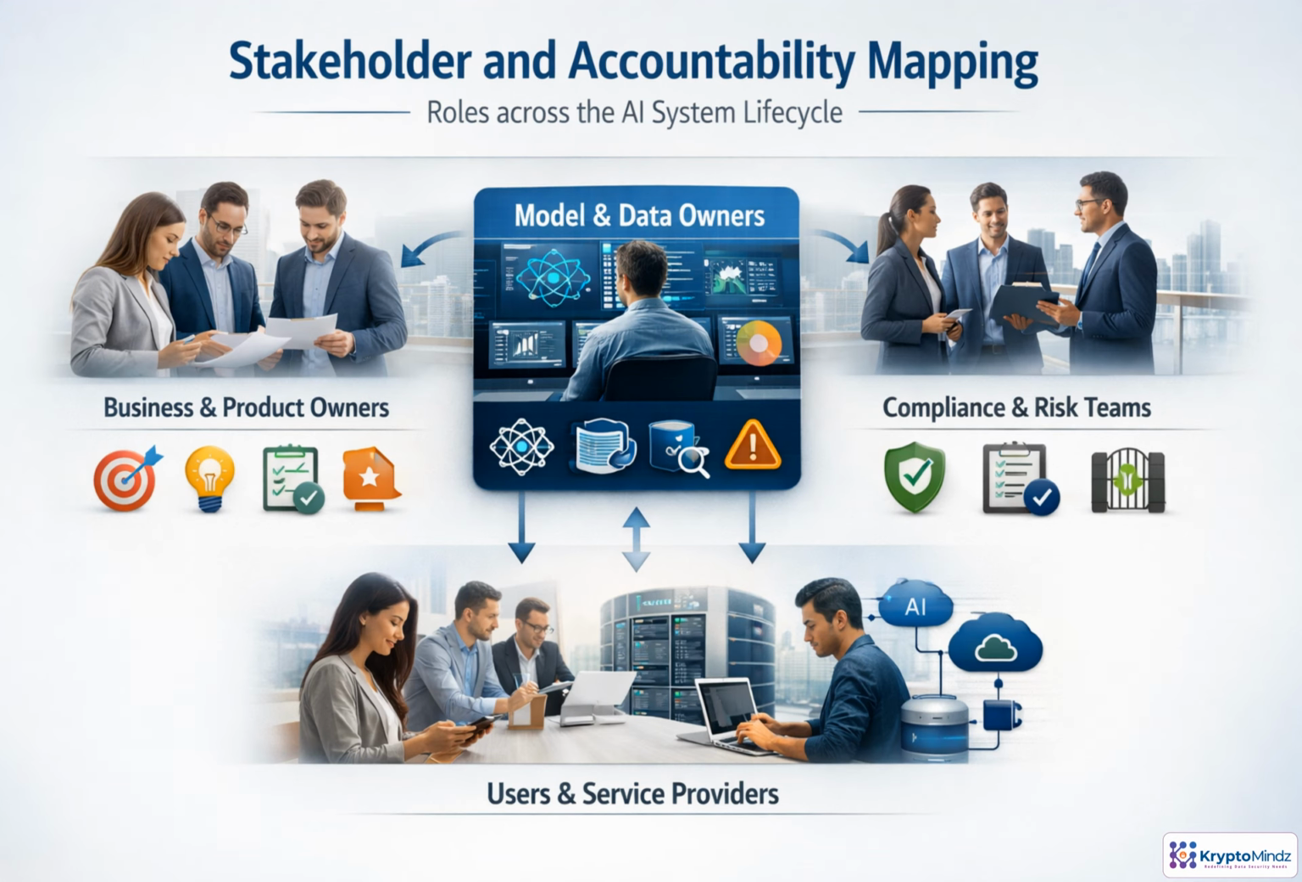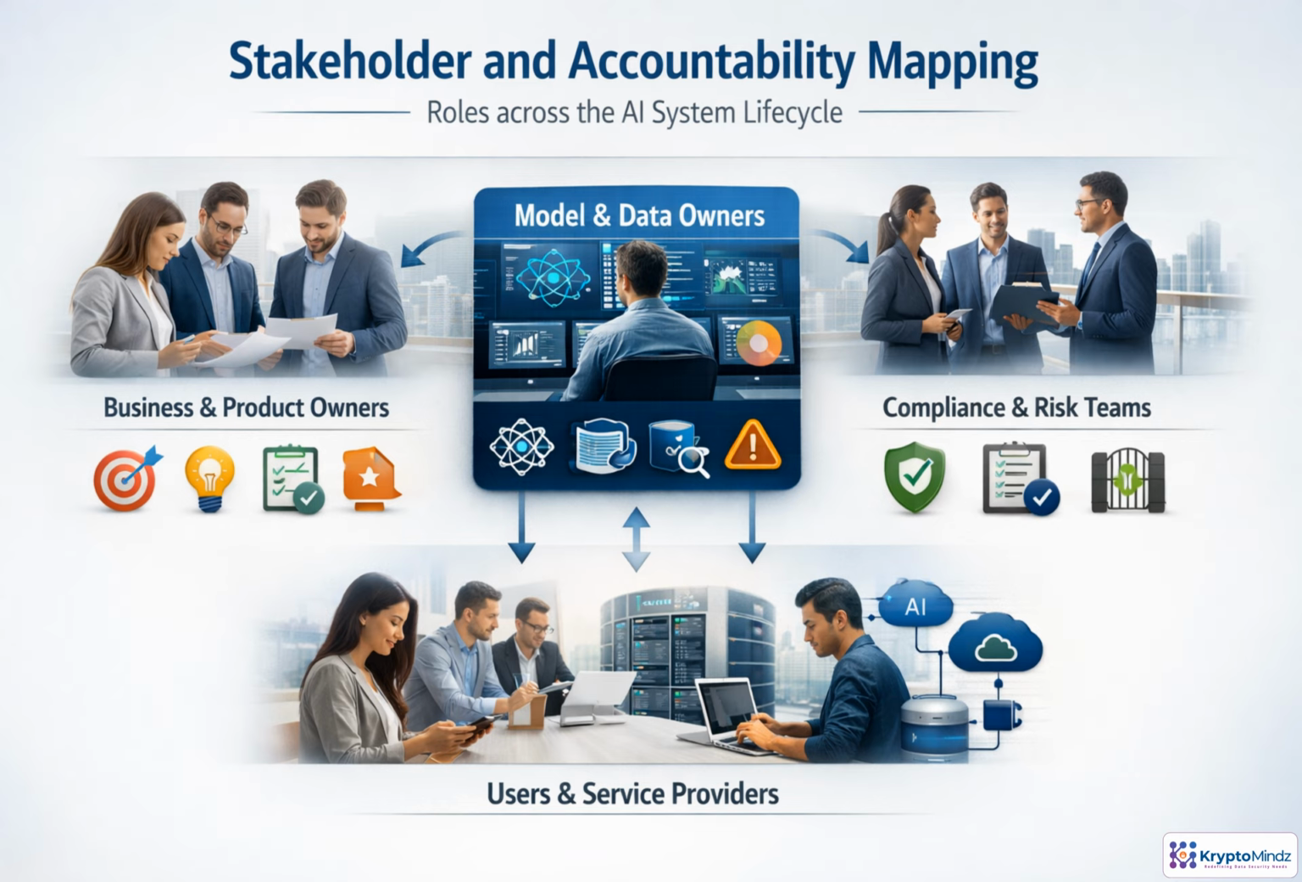Accountability mapping turns AI governance from a vague shared concern into named responsibilities. Identify who owns the business purpose, expected value, acceptance criteria, and release decisions. Then identify who owns the model and data, performance, quality, lineage, limitations, and change control.